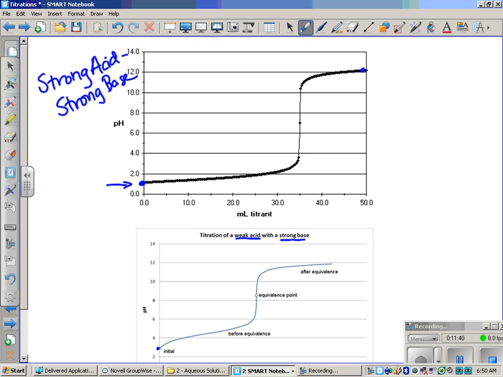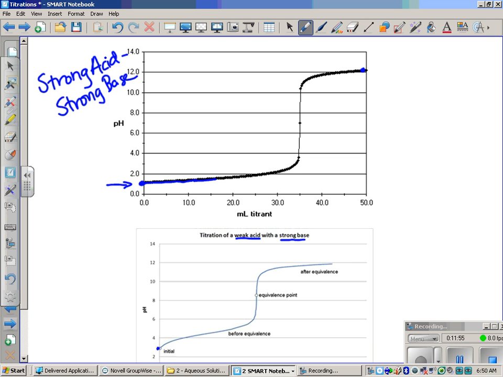The second one you see here is a weak acid and strong base. Notice that the pH starts higher, starts at an initial pH around 3. So that's an indication that tells you whether or not you're dealing with a strong acid, strong base or a weak acid, strong base scenario.